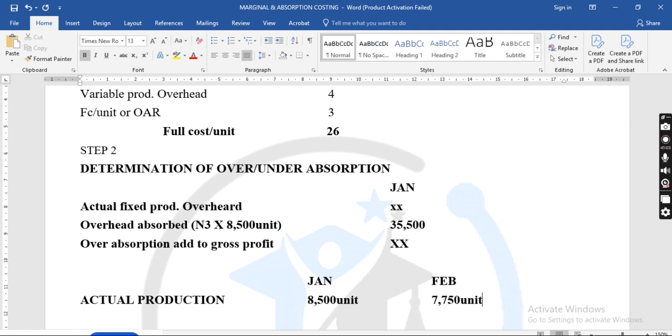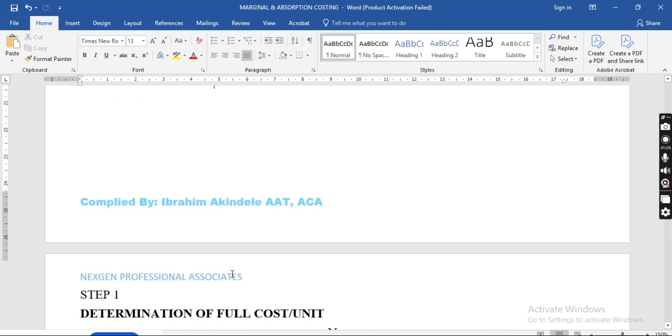750. Okay, 750 units. Now, what is the budgeted? Budgeted units. Class, what is the budgeted unit? Let's go back. Who can give us what is the budgeted unit from this question?